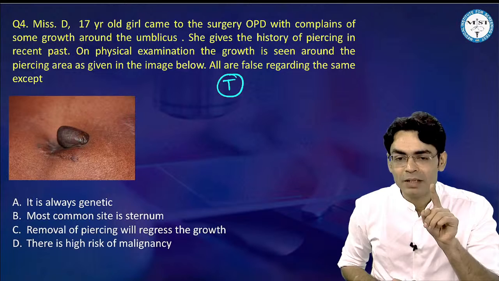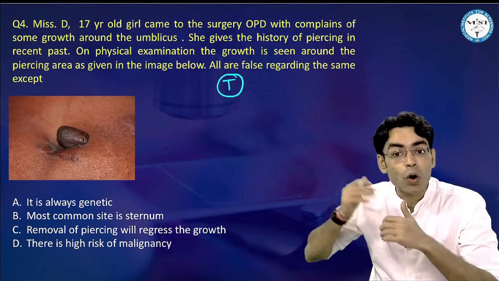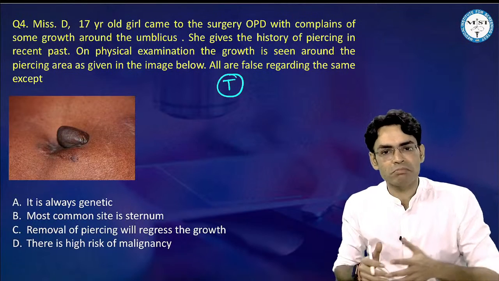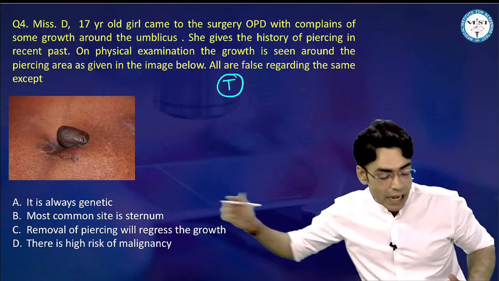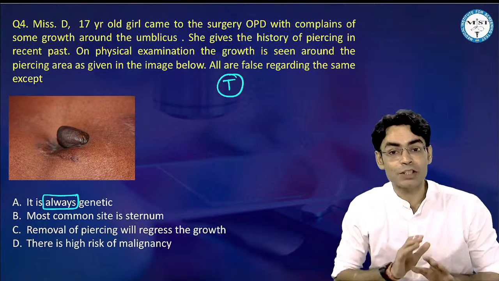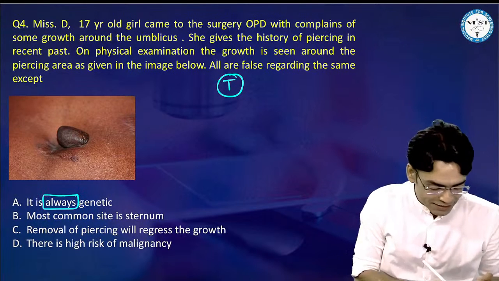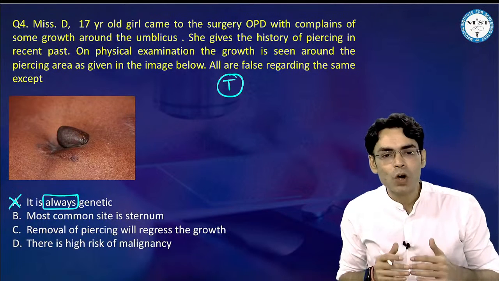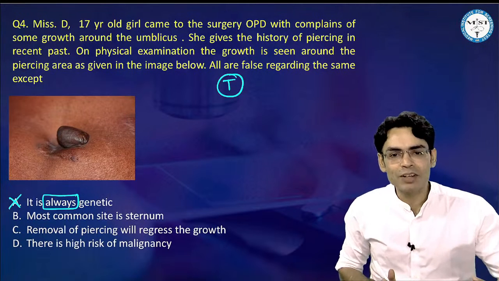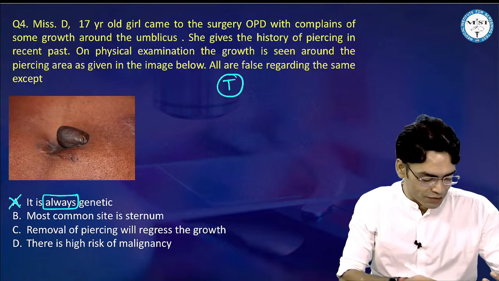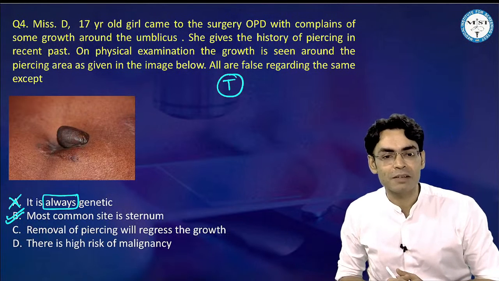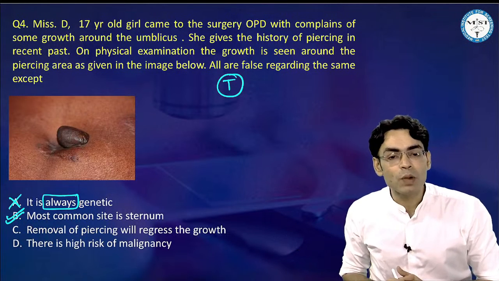Keloid can run in the family, but we cannot say that it is always genetic. If the option had been that it is genetic, yeah, it could be. But when I have written the word always here, that means it's a false statement, so it cannot be the answer. The most common site is the sternum. Yeah, the most common site for any kind of keloid development is the sternum. So this is the true statement, and this should be the answer. But let's see the other statements as well. Removal of piercing will regress the growth.